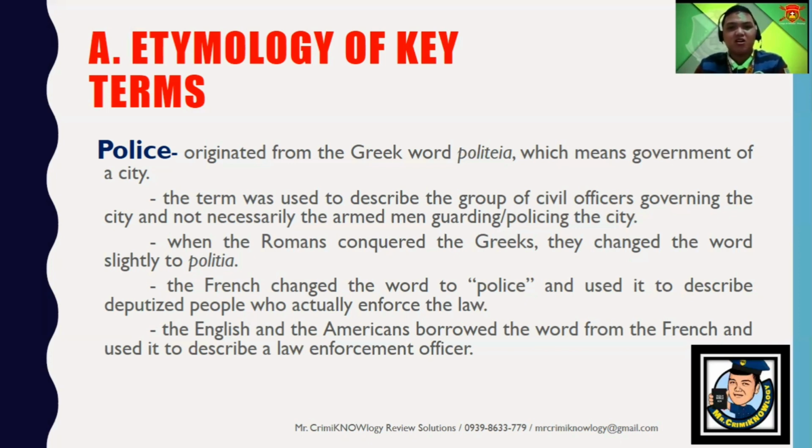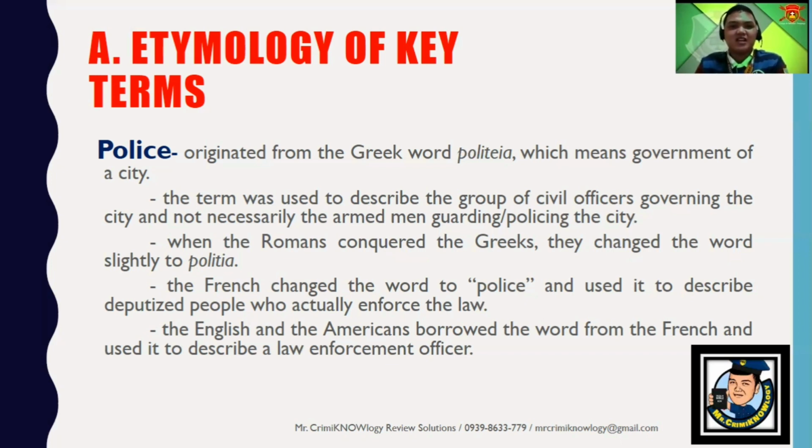When the Romans conquered the Greeks, they changed the word slightly to politia. So from the word politeia in Greek, it evolved into politia by the Romans who conquered the Greeks. The French changed the word to police and used it to describe deputized people who actually enforce the law.